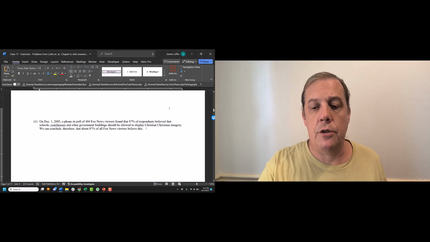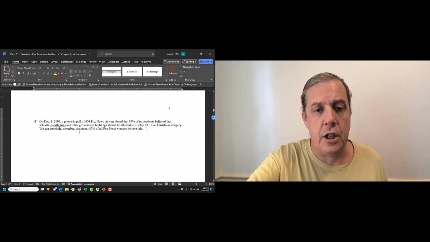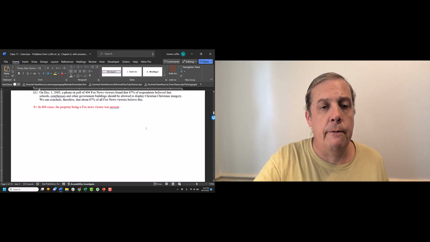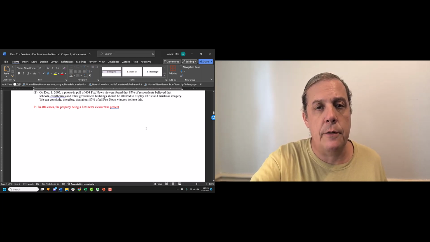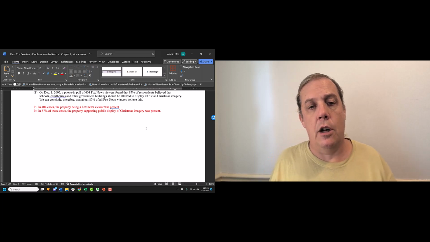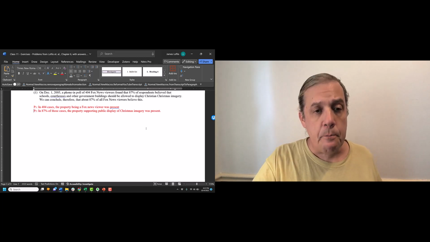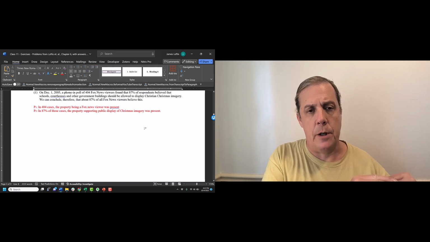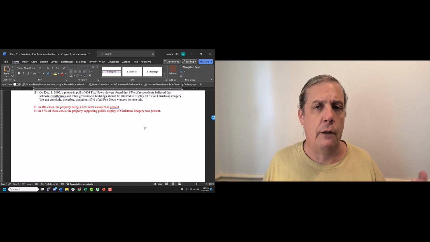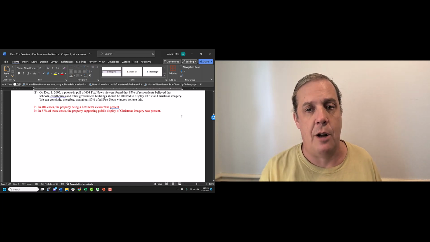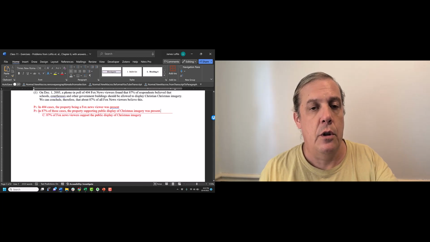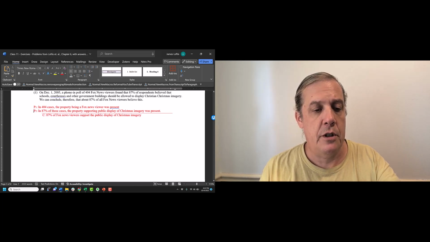So the way that I used to do this, and the way that it's done on the answer sheet, is with two premises. The first premise would just look like this: in 404 cases, the property of being a Fox News viewer was present, and then in 87% of those cases, the property of supporting public displays of Christmas imagery was present. Putting it this way forces you to identify the two separate properties that are part of the quantified categorical statement, right? Your F property and your G property. And then the conclusion would be that 87% of Fox News viewers support the display of Christmas imagery now on government buildings.